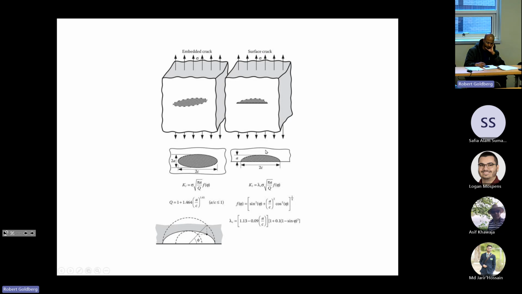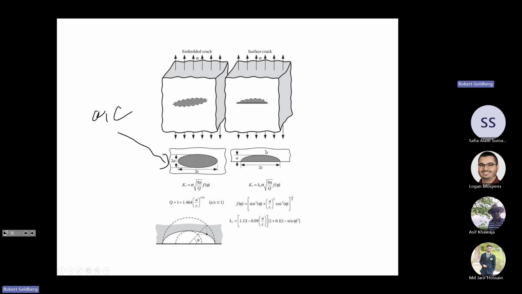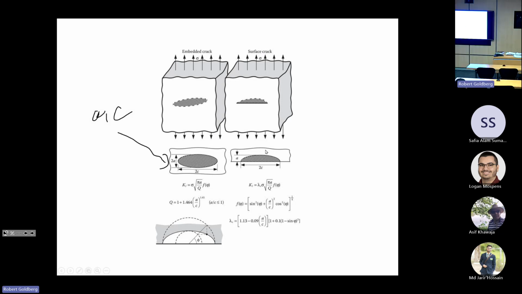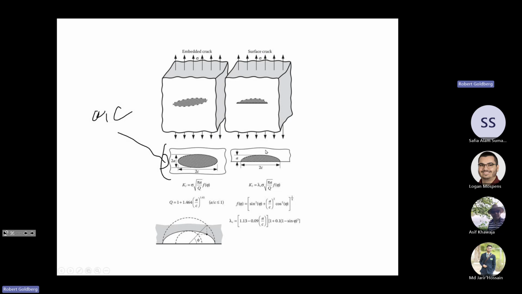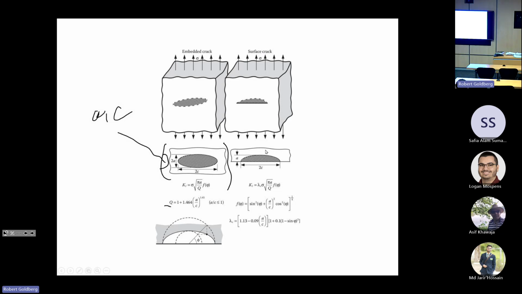Elliptical and semi-elliptical flaws also have approximate closed form plastic zone corrections, provided that our flaw size, these dimensions A and C, are reasonably small compared with the plate dimensions. So for our embedded elliptical flaw, we have all these equations here, we have this Q correction term and this f of phi correction term. And for the case of the elliptical flaw, we have this lambda correction term. So we have all these correction terms running around in there.